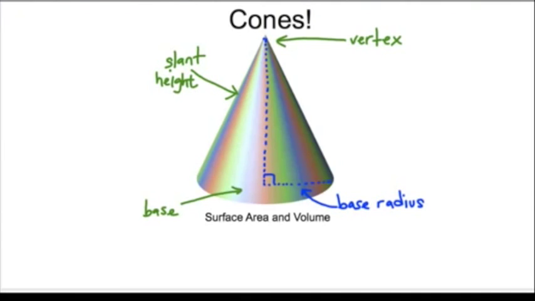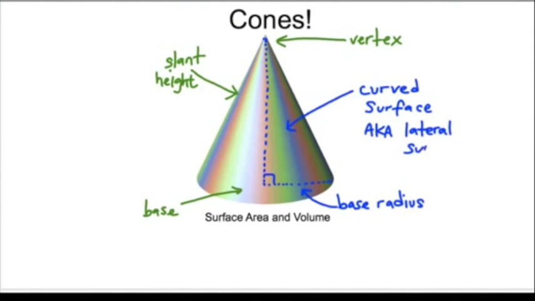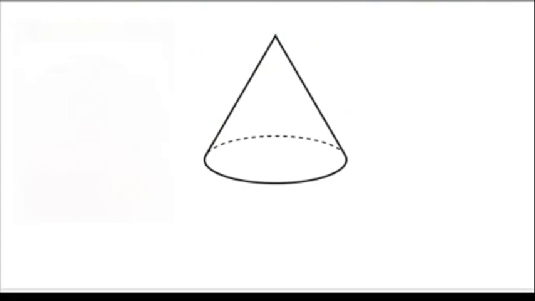And then finally, the part that's a little different, and it might be kind of tricky to differentiate from the slant height, is the curved surface. And the curved surface is also known as the lateral surface. So these are the different parts of a cone. What we're going to do now is take a look at a couple more cones just to see how the different parts are made and how the surface area is created.